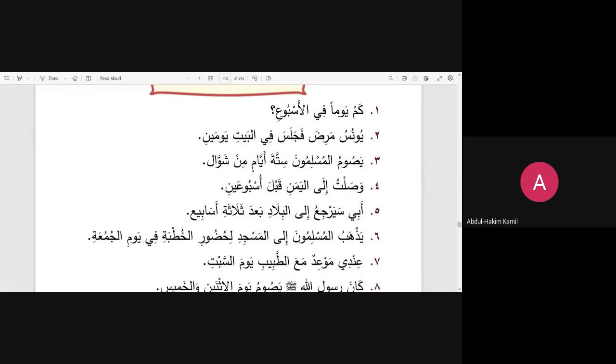The Muslims go to the masjid to attend the speech on Friday. Okay, listen to this word: لحضور الخطبة. We're talking about Muslimun, right? So you can say يذهب المسلمون لحضور الخطبة or يذهب المسلمون ليحضروا الخطبة في يوم الجمعة. That's the masdar, that's the verb. You have a choice, whatever you want to use. It means the same thing.